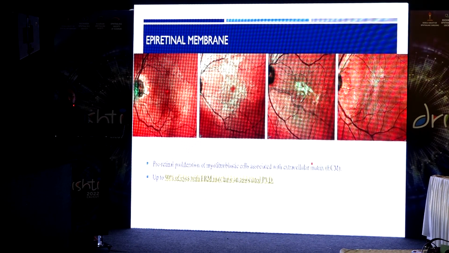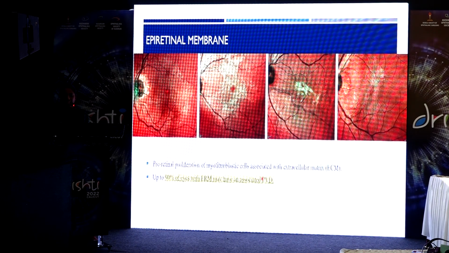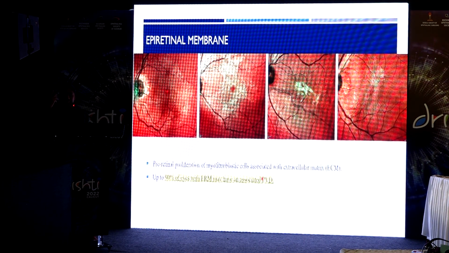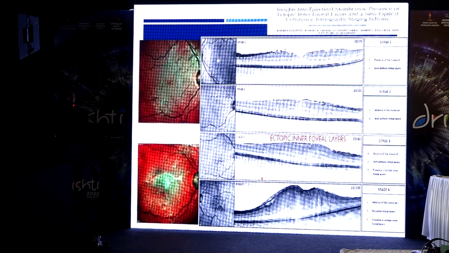An epiretinal membrane can be defined as a pre-retinal proliferation of myofibroblastic cells. PVD is very important in the development of epiretinal membrane. It has been documented that about 90% of the eyes with ERM may have an associated PVD. So what happens during PVD is that there can be micro breaks in the internal limiting membrane. So through these micro breaks, glial cells, hyalocytes can proliferate, and later on they can develop contractile properties causing wrinkling of the retinal surface.